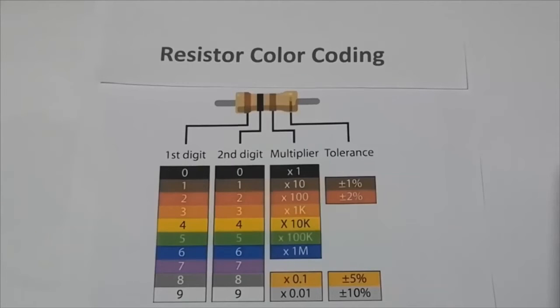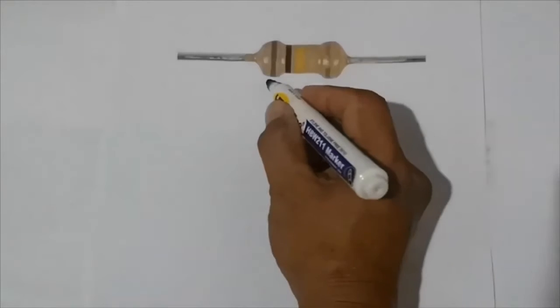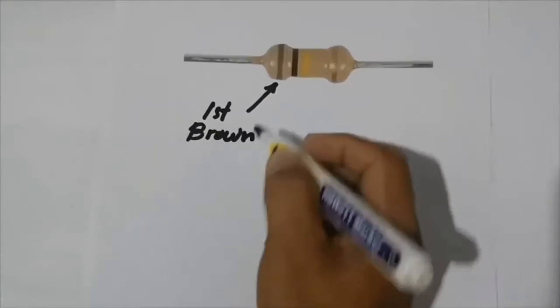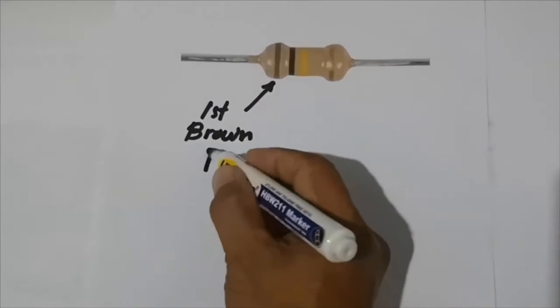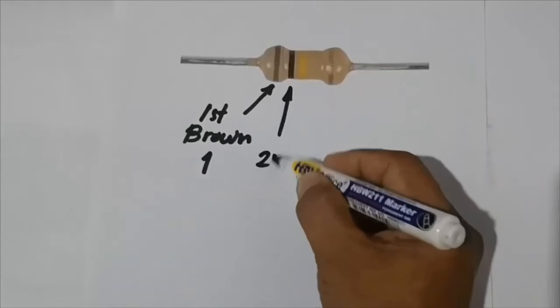Now let us start converting color codes into numerical resistance value. Here is our example. We have color bands brown, black, red, and silver. This is how we will read the value of the color codes of a resistor. The first color band is brown. This is equivalent to 1. The second color band is black, which is equivalent to 0.